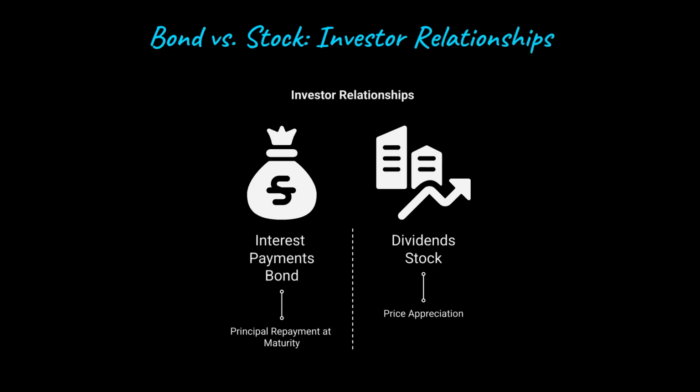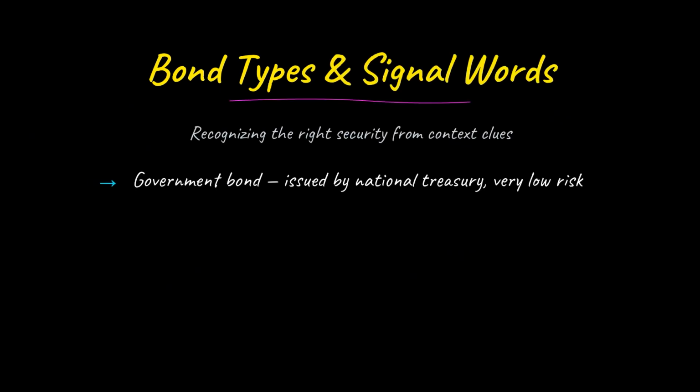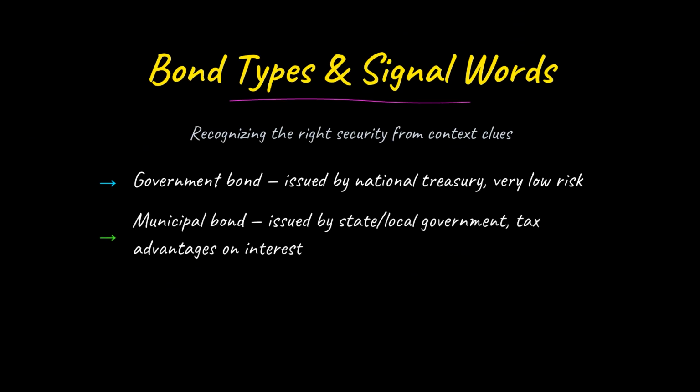Bondholders are paid before owners and face less risk, but their upside is capped at the agreed interest rate. Stockholders bear more risk and are paid after creditors, but they share in the firm's growth and typically gain voting rights in corporate decisions. Bonds come in types worth knowing. A government bond is issued by the National Treasury and carries very low risk, while a municipal bond is issued by a state or local government and often offers tax advantages on its interest payments.